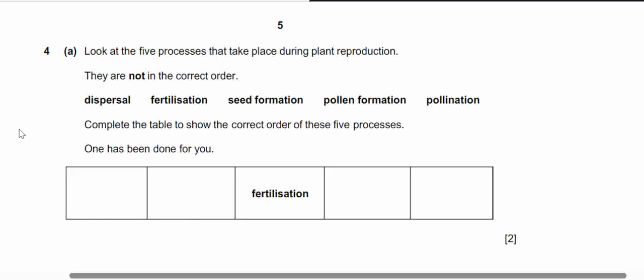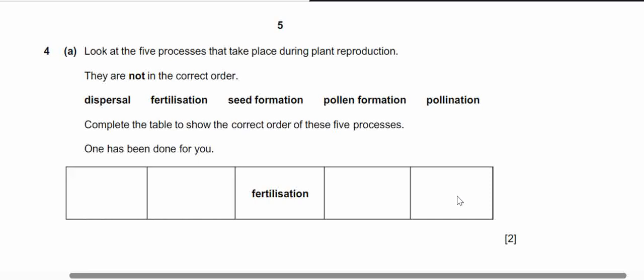Now we are in question 4. Question 4 says, look at the 5 processes that take place during plant reproduction. They are not in correct order: dispersal, fertilization, seed formation, pollen formation, pollination. Complete a table to show the correct order of these 5 processes. One has been done for you, that is fertilization in the middle, so you have to fill 2 other boxes on the left and on the right.